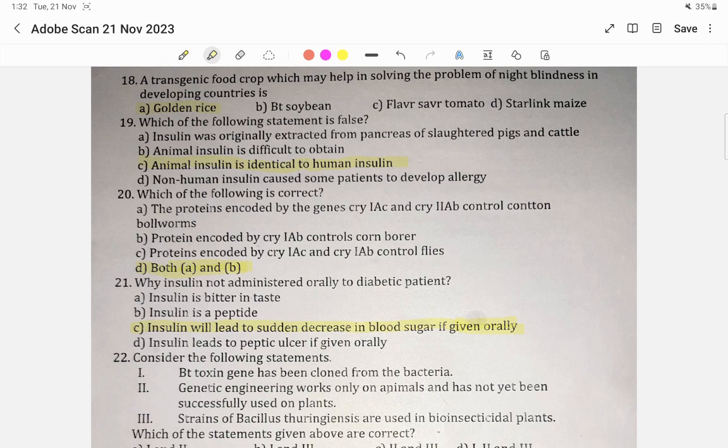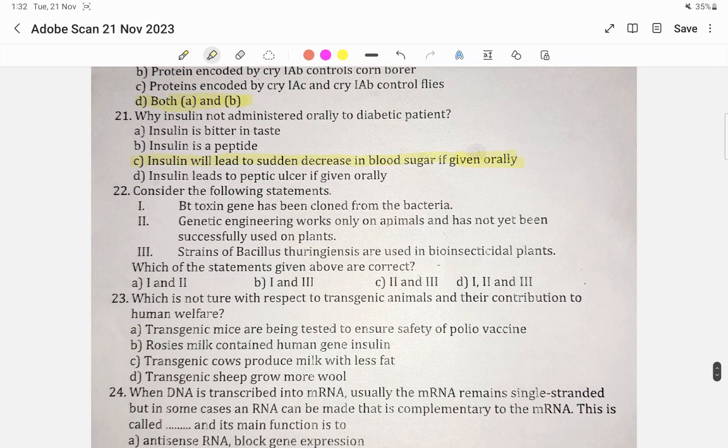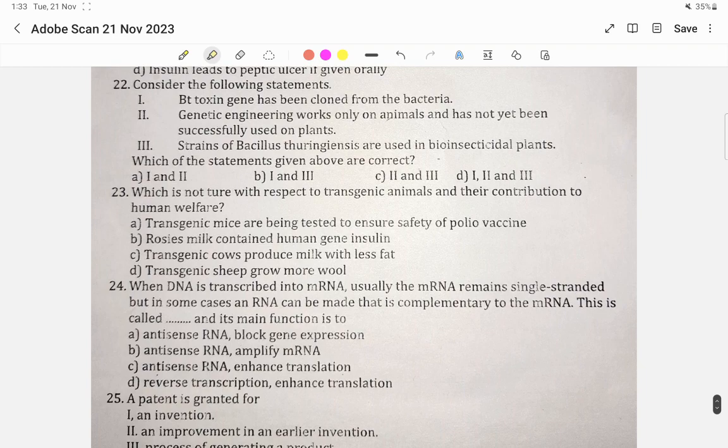Okay. Consider the following statements. Bt toxin gene has been cloned from bacteria. Genetic engineering works only on animals and has not yet been successfully used on plants. Strains of Bacillus thuringiensis are used as bioinsecticides in plants. Which of the statements given above are correct? These are the options they have given.